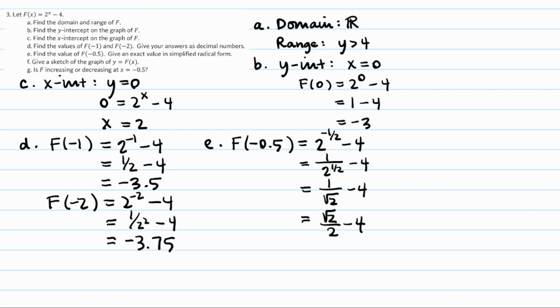Okay, now for f, we're going to give a sketch of f of x. Let's see, I think I'm going to go with the x-intercept, y-intercept. And that's 2 points. That's enough, because I know that this is going to show exponential growth, because it's positive 2 to the x minus 4. So I'm going to say, all right, the y-intercept was negative 3, and the x-intercept is 2. So I'm just going to kind of have my graph like that.